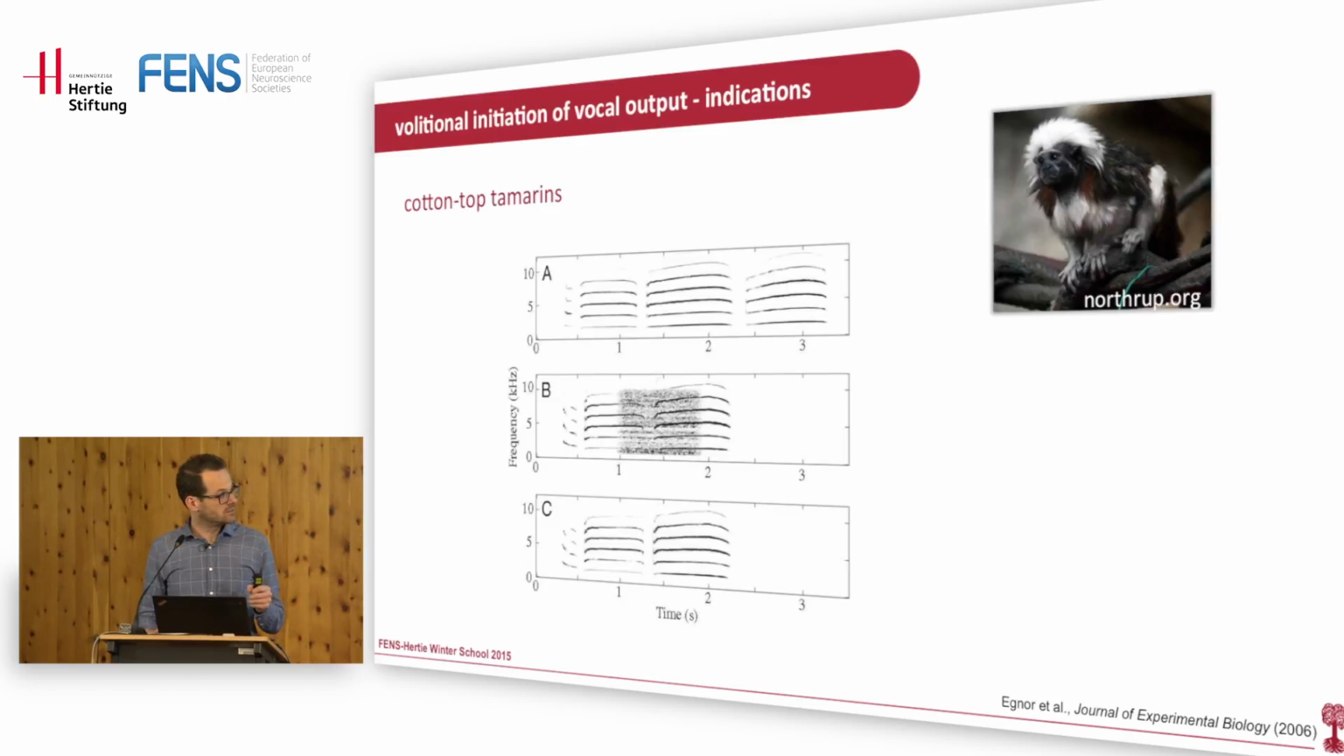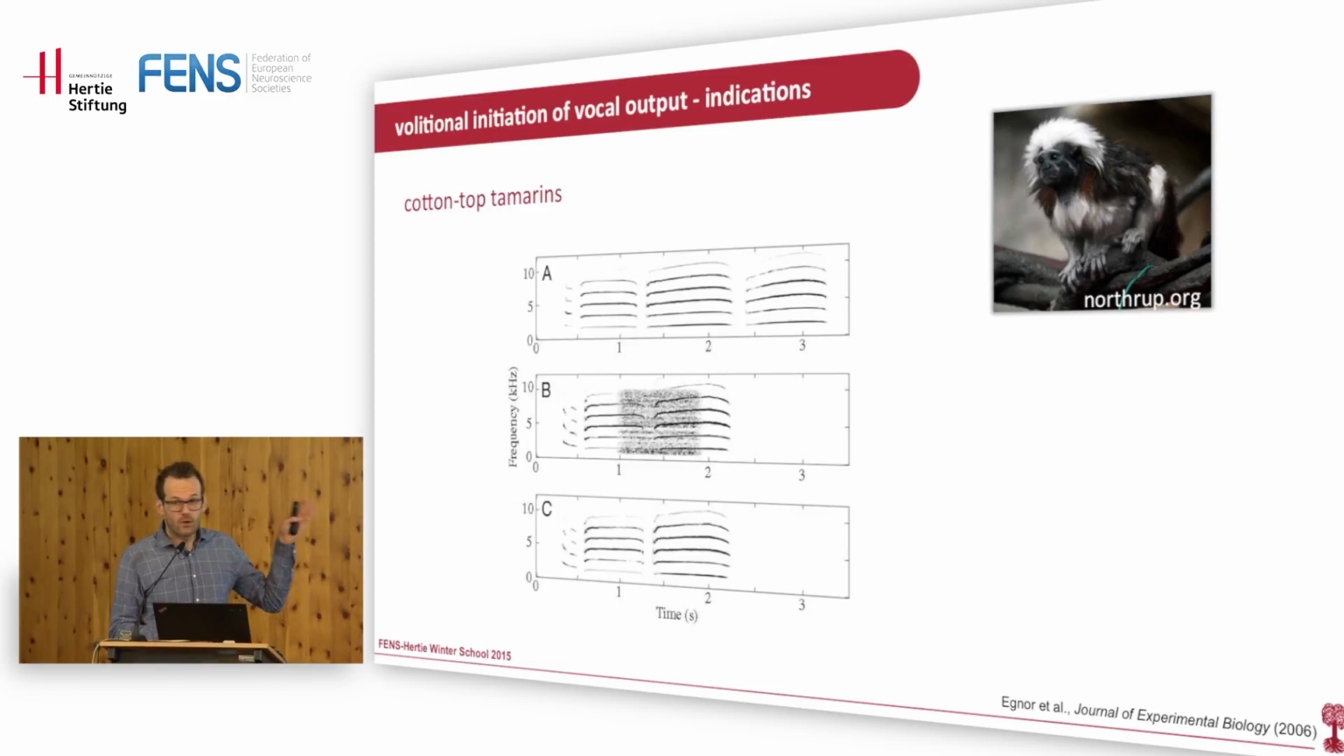And something similar has been done by Roy and Agner together with Mark Hauser. They also used white noise bursts to interfere with vocalizations in monkeys, in this case with cotton-top tamarins. These are producing so-called combination long calls, which consist of an introductory note and 3 long harmonic calls. What they did is they played back a noise burst 500 milliseconds, or maybe a little bit longer, 700 milliseconds after the onset of these vocalizations.